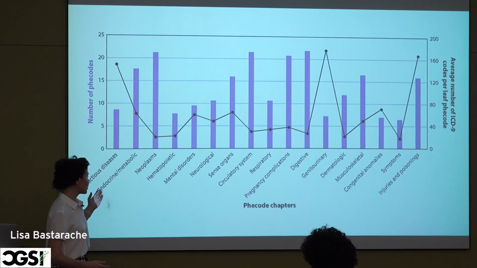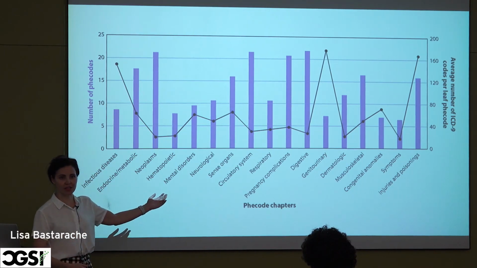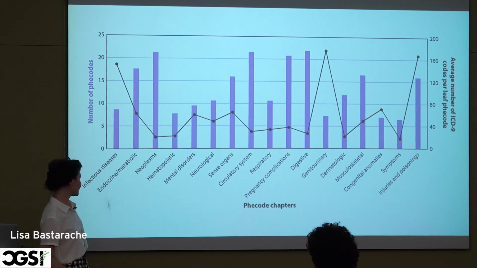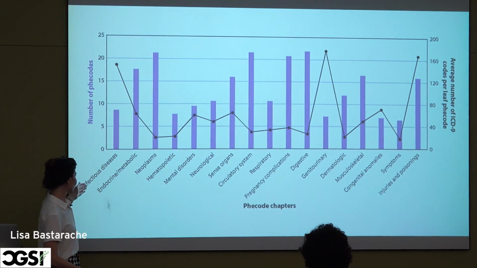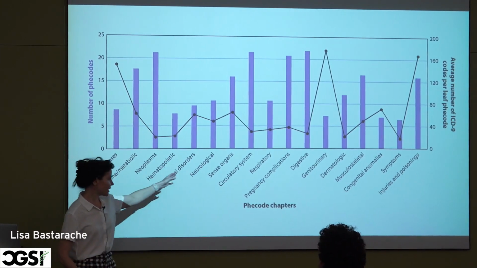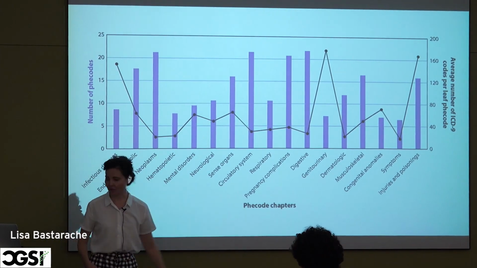Phecodes are organized into chapters. These chapters are the same as the ICD-9 chapters, and which are very similar to ICD-10 as well. So you have codes for infectious disease, endocrine metabolic, your cancers, etc., all the way down to symptoms and injuries and poisoning.